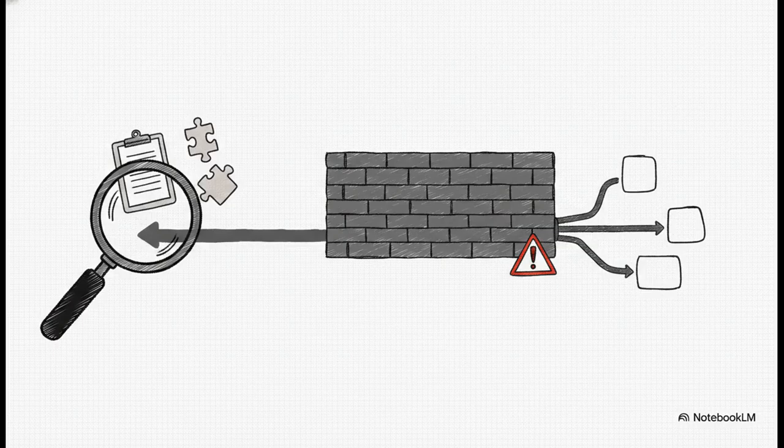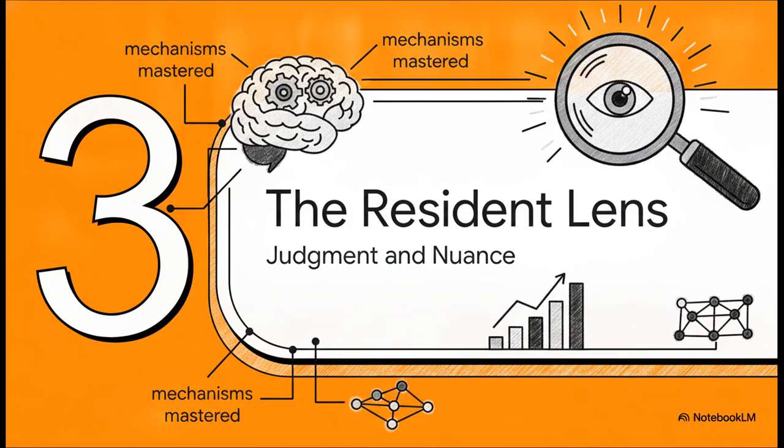And critically, it has to list the dangerous can't-miss mimics, those things that present similarly even if the case ends up being totally benign. This is what enforces completely unbiased clinical reasoning right at the starting line. Once we've got those mechanisms locked down, we graduate up to the resident lens, diving into judgment and nuance.